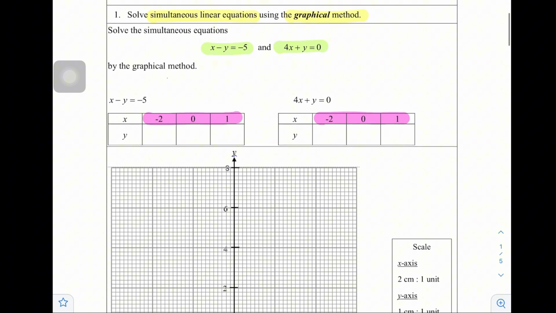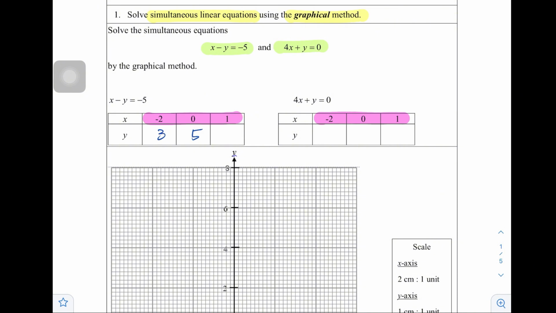So if x is equal to -2, I can substitute that into the equation and I would be able to solve and find that -y equals -3, so therefore y must be equal to 3. Right, so if I continue and I substitute x to be equal to 0, I will get 0 minus y equals -5, so -y equals -5, so therefore y must be 5.